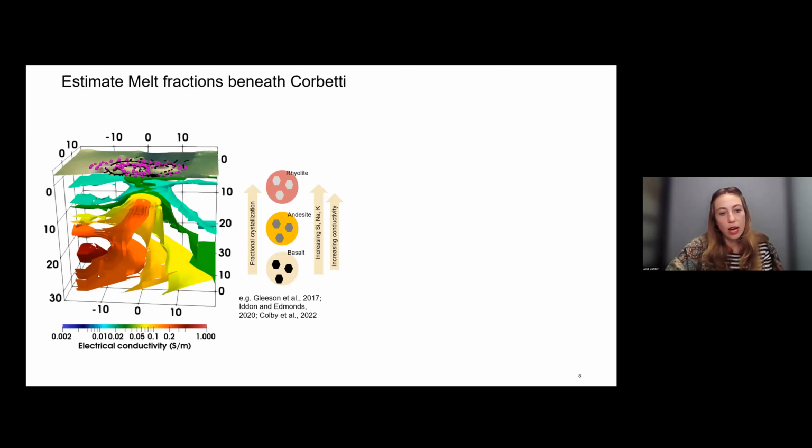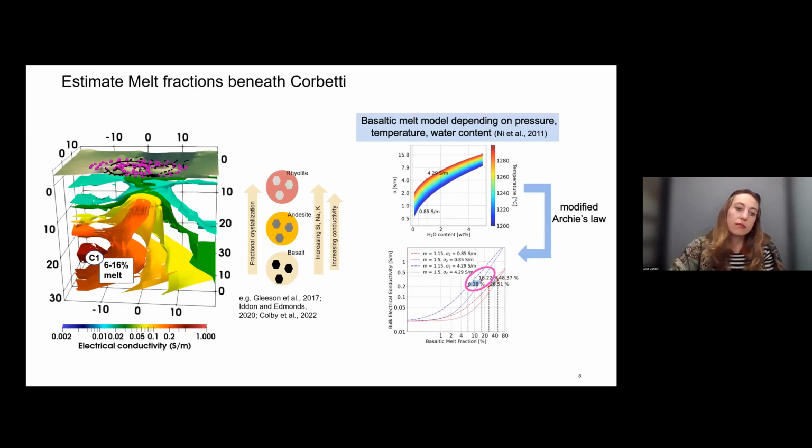We assumed that we have in the lower crust basalt that then migrates through the mush and fractionates to rhyolite, as many geochemical studies have postulated for the Ethiopian rift. And we took the bulk conductivity that we modeled here in the lower part, and then we took a basaltic melt model from Ni that depends on pressure, temperature, and water content. So we had the conductivity of the melt and the conductivity we observed. And then using modified Archie's law, we could estimate 6 to 16% of basaltic melt in the lower crust here.